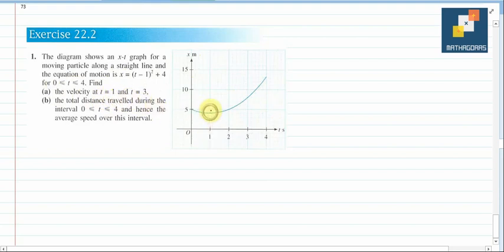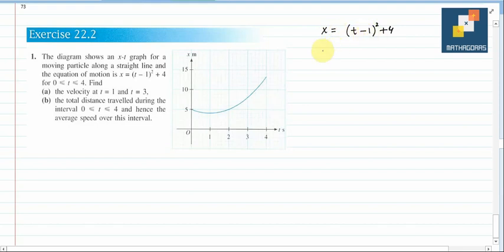So we need to find the velocity from the distance-time graph. The equation we have is distance equals (t minus 1) whole squared plus 4, and distance in terms of x. Alright, it's an x-t graph. We need to find the velocity. How are we going to find the velocity from distance? That means we need to apply differentiation here.